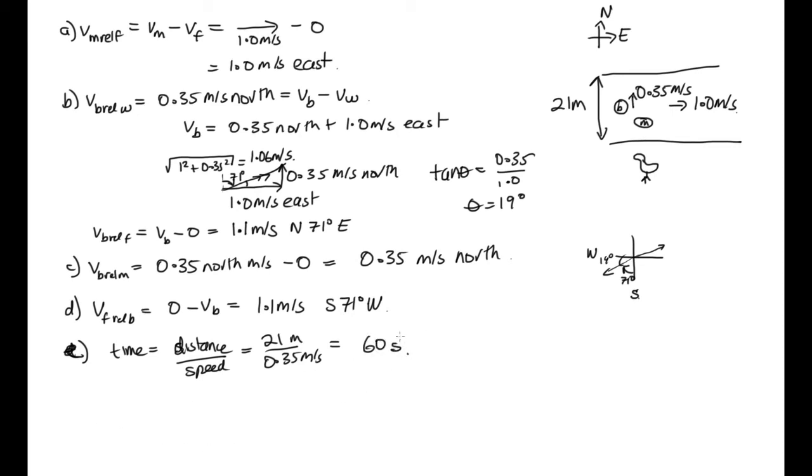And now each second that they're in the water, the river carries them 1 meter downstream. So the distance horizontally is equal to the time times the speed. So this is now 60 seconds times 1 meter per second. So this is equal to 60 meters. So they end up 60 meters downstream down here.